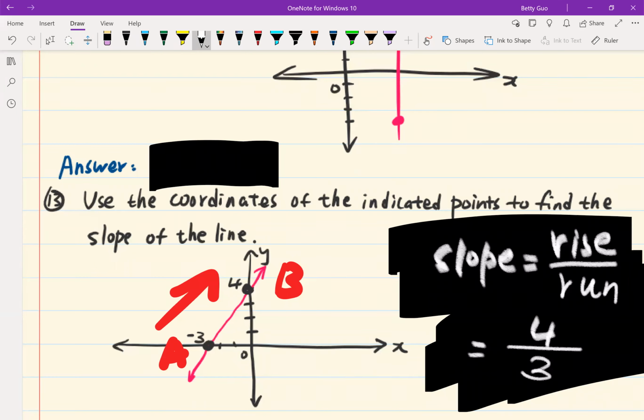For number 13 tomorrow, try to use the concept of slope equals rise over run. It is easier, okay? I can give you a hint tomorrow if you need help. Any questions?